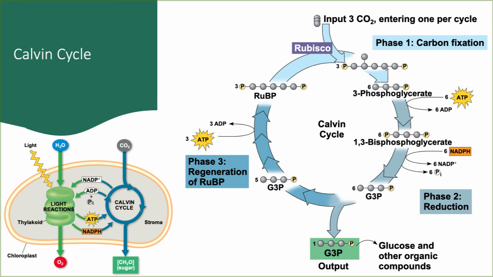One of these molecules of G3P exits the cycle and is used along with other molecules to form glucose and other molecules. That leaves the cycle with 5 molecules of G3P, or 15 carbon atoms in total. These carbon atoms are rearranged into 3 5-carbon molecules of RuBP. So, in order to output a single 3-carbon molecule of G3P, 3 carbon dioxide molecules must enter the cycle, and the cycle must turn 3 times.